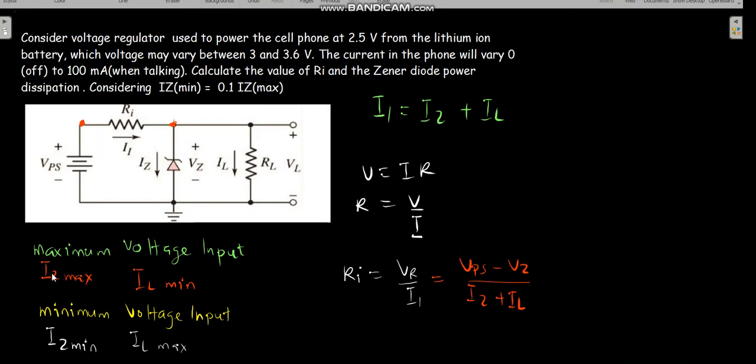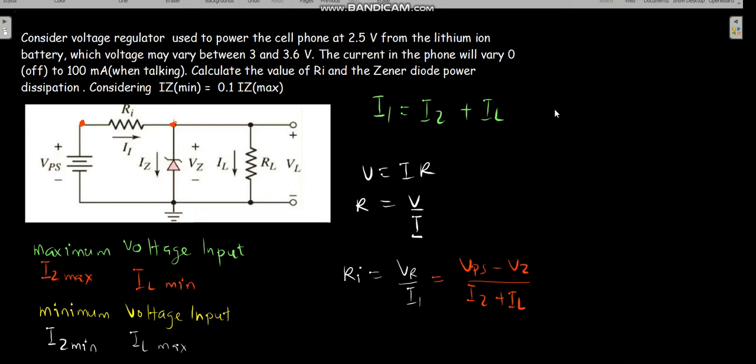Okay, so the first condition here is that when the input voltage is maximum, when Vps is maximum, the current in the Zener diode will also be at its peak, at the maximum current level, and then the current in the load will be at minimum. So when the voltage from the power supply is maximum, the current in the Zener diode is at maximum, and therefore this will cause the current in the load to be at minimum.